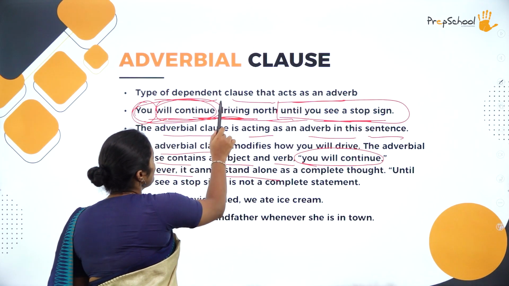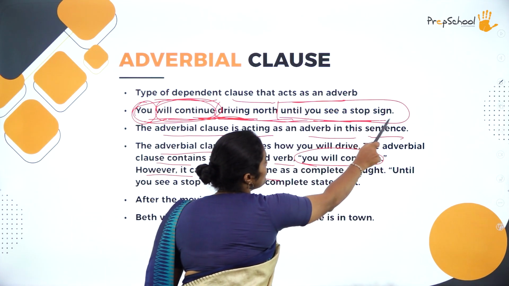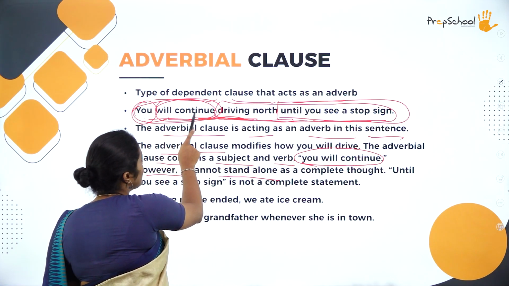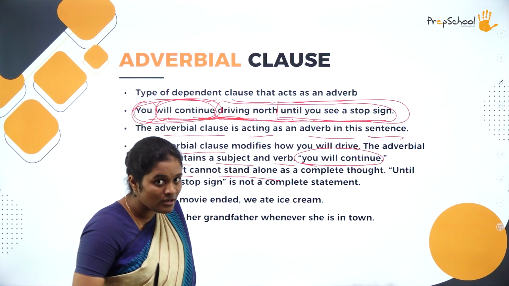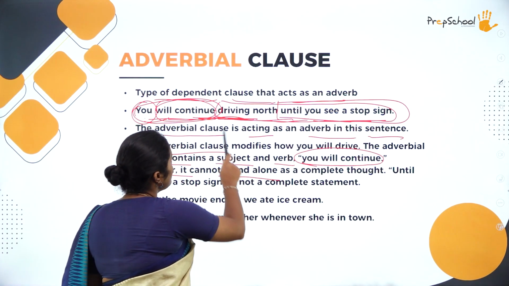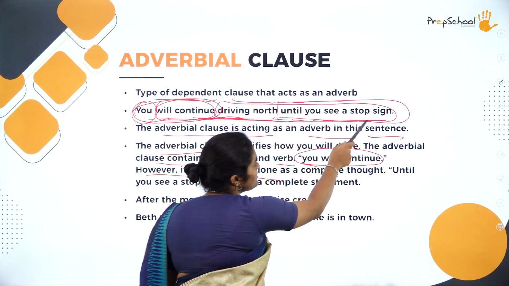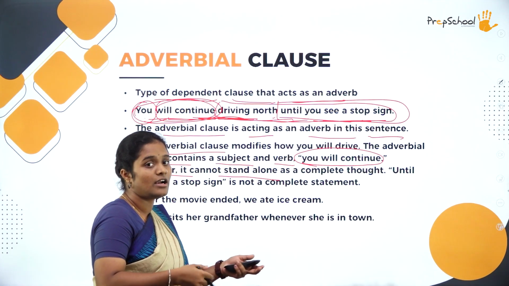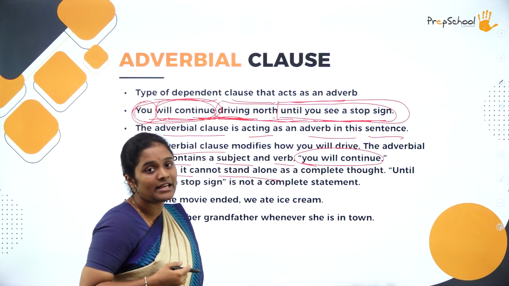Then you will get to know: driving north until you see a stop sign. So this over here, "until you see a stop sign," is the dependent adverbial clause, and "you will continue driving north" is independent. Right? You have to drive north until you see a stop sign.